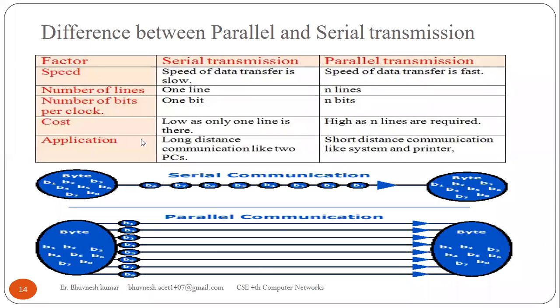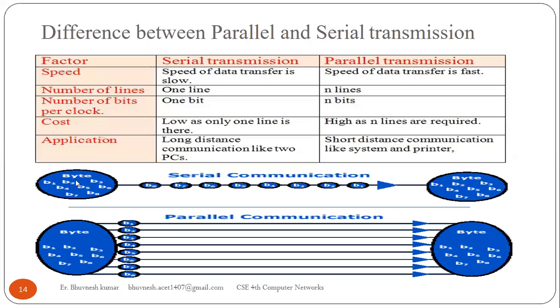Then the last point is application. In serial transmission, it is long distance communication, like two PCs. If you want to connect two PCs from one campus to another campus, you can use serial transmission. But parallel transmission is short distance communication, like a system and a printer. If you want to connect a printer, then parallel transmission will be used.